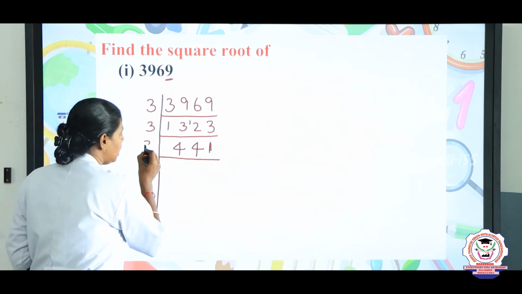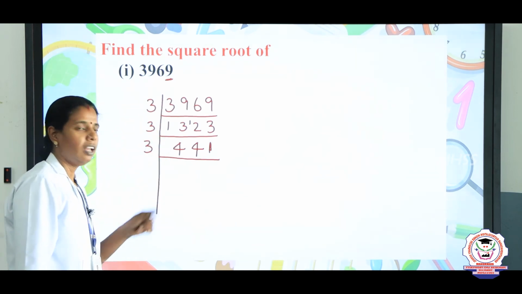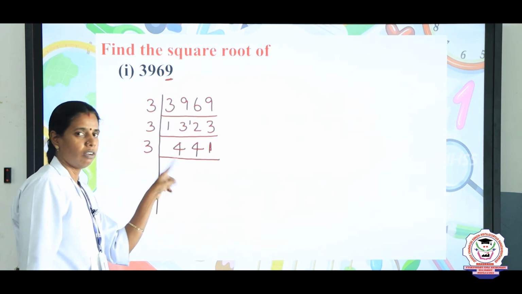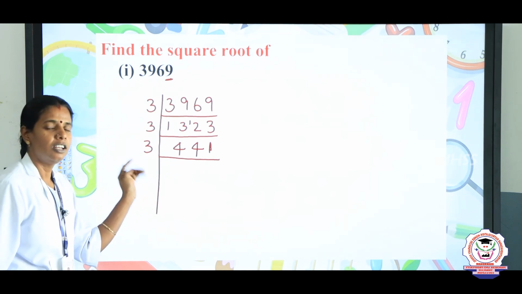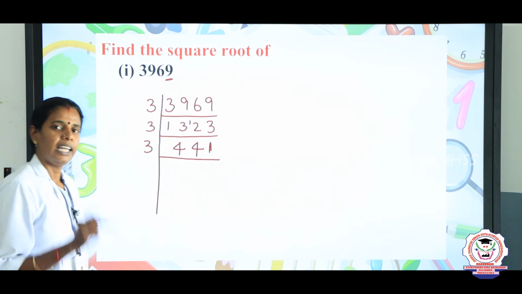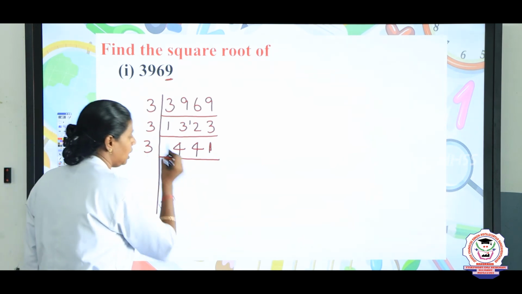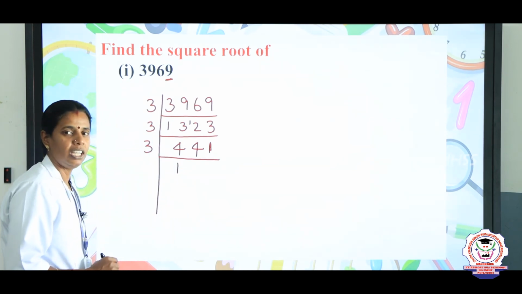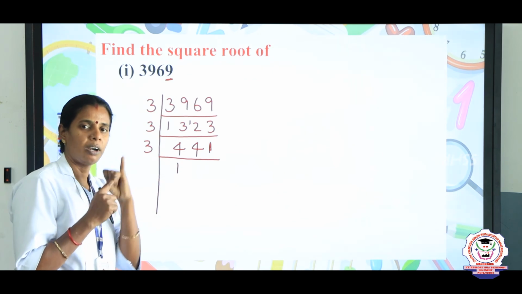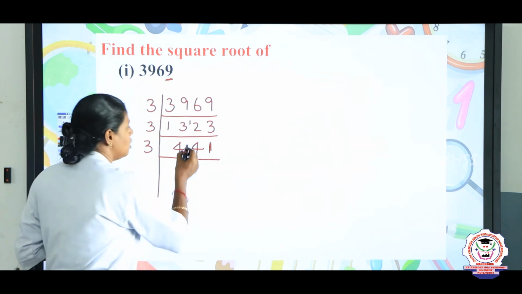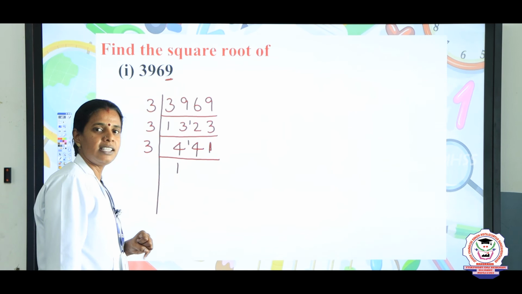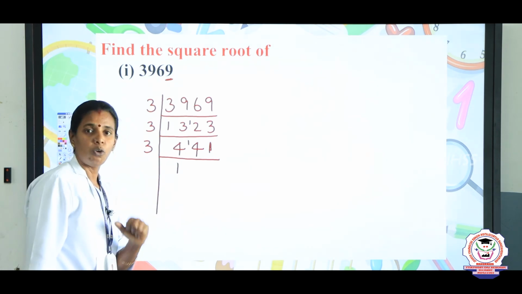So I am going to take 3 again. Now the first number is 4, which is greater than 3. How many times is it possible? Yes, 1 time only. 3 1s are 3. 4 minus 3, the remainder is 1. So 1 will be joined with the next digit. It will become 14.